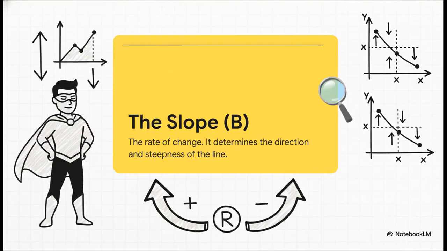And then there's b, the slope. This is the action hero of the equation. It tells us exactly how much y will change for every single step x takes. A positive slope, as x goes up, y goes up. A negative slope, as x goes up, y goes down. The slope is the relationship.